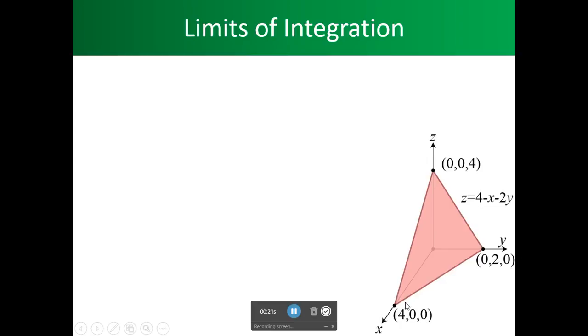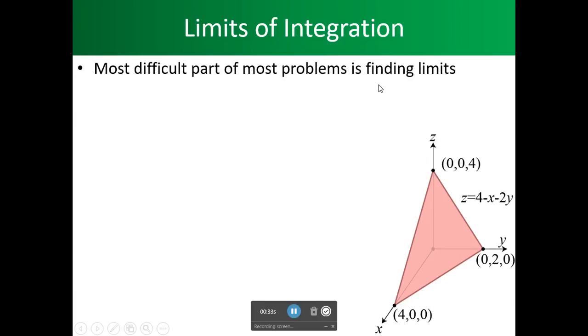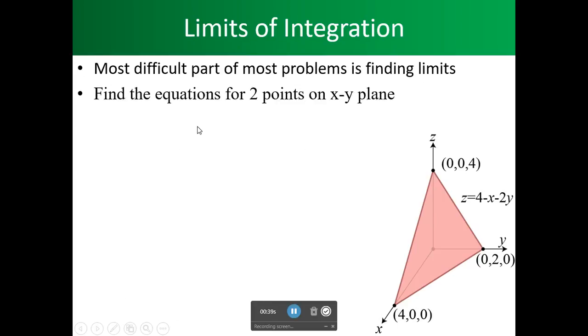As we look at this graph over here, we can see that there's only one equation that we're given, but we're given three different points. So we're going to need to find some more equations. Remember, the most difficult part of most problems is finding the limits. So let's find an equation for the 2 points on the xy axis where z is 0.